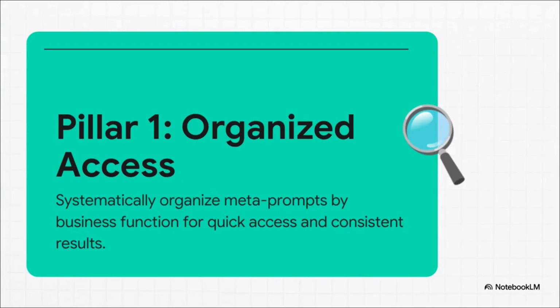The first pillar is all about organized access. Imagine a physical filing cabinet. You wouldn't just throw all your important papers into one giant drawer, right? Of course not. It's the same idea here. You categorize your AI tools by what they do: marketing, customer service, operations, you name it. This makes sure that you or anyone on your team can find the exact right tool for any task, instantly.